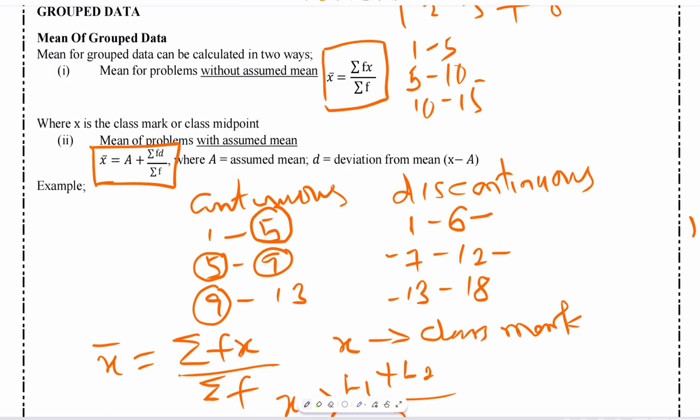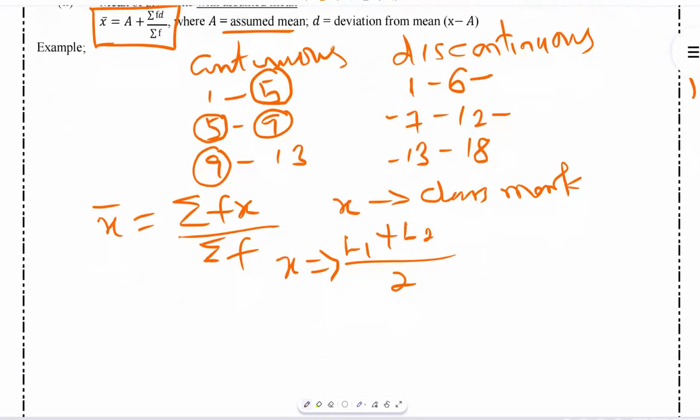So if you look at this, the A here is what we call the assumed mean, and then the D, this D now is a formula on its own, and it is what? X minus A. So you are going to do your individual number minus the mean. I get what I'm saying? The individual number minus the mean. All right, so that is that.